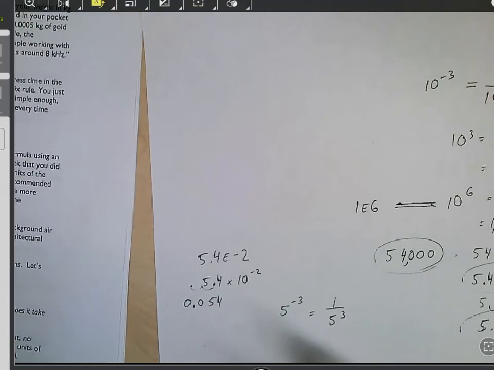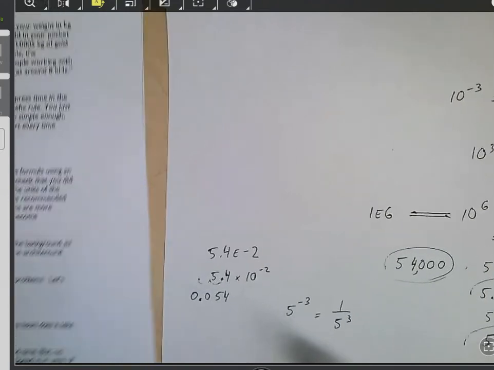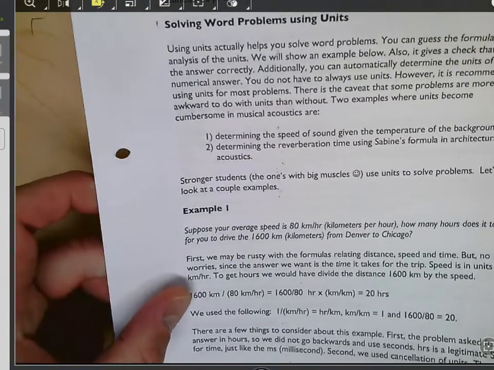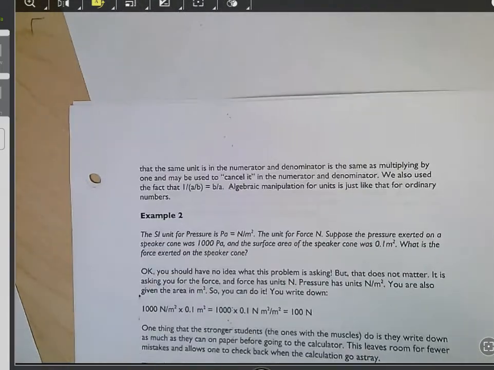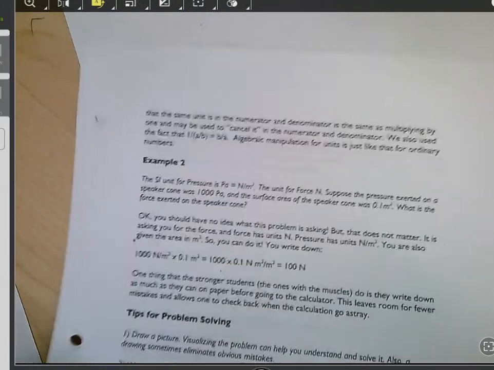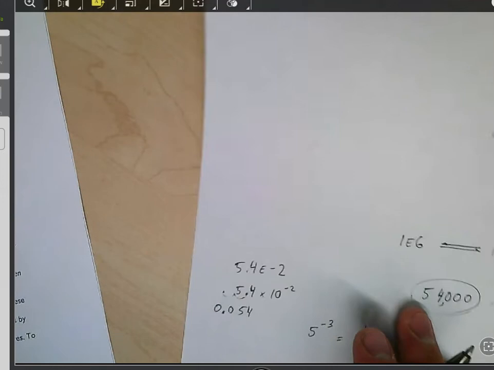So we need to practice problems, and for that reason I want to encourage you to take a look over this example 1, calculating some speeds, and example 2, calculating some force. These are the ways that you can practice.